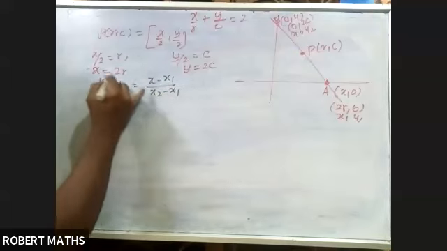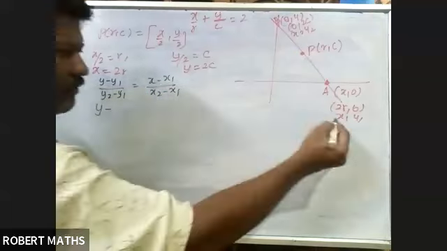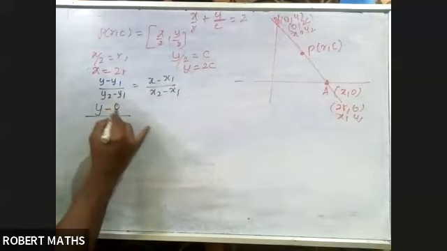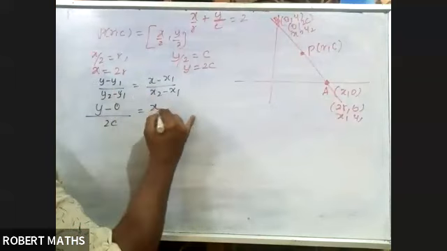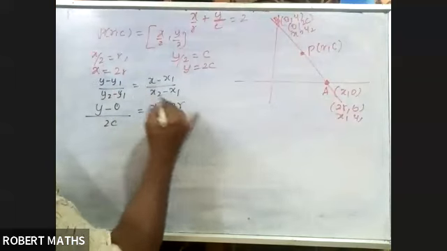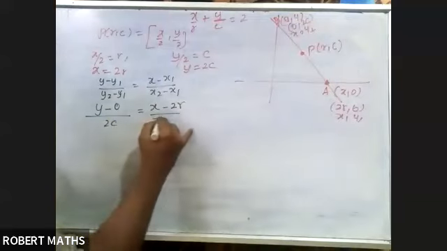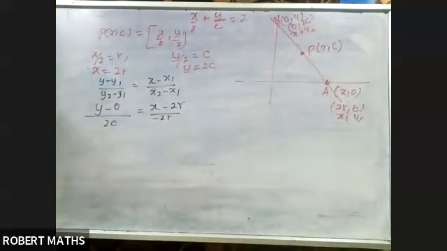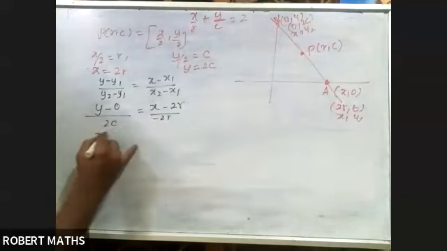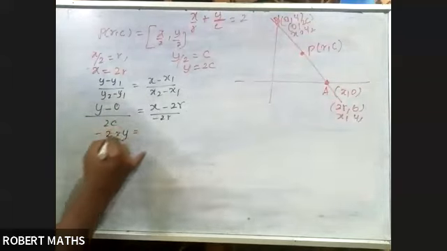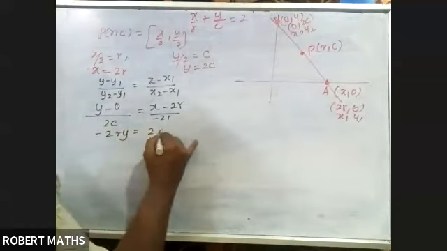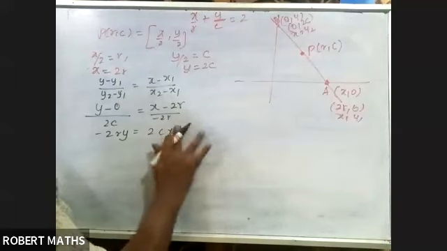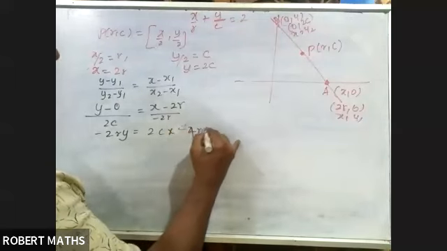Use the formula. It is a very practical, logical problem. Y minus 0, y2 minus y1 is 2c minus 0, 2c, equals x minus 2r divided by x2 minus x1, that is 0 minus 2r, which is minus 2r. Now I will get minus 2ry equals 2c into x, 2cx minus 2 into 2, 4rc.